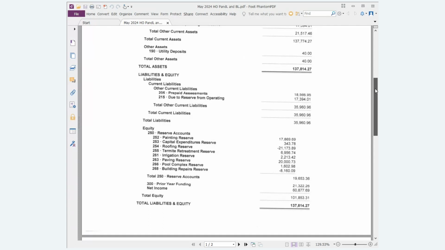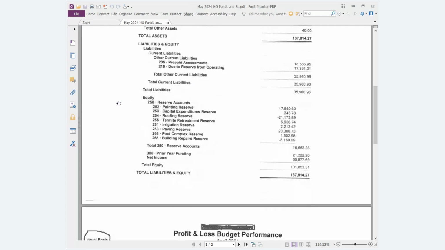Let's move into liabilities, and again, current liabilities. So here's your prepaid assessments, and what this would be is some people might pay annually, quarterly, and so on and so forth. So they've paid, and we've received them. The money's been received by the HOA, but it hasn't been earned by the HOA yet. So these would be considered prepaid assessments. That's why they're a liability, because that hasn't been earned yet.